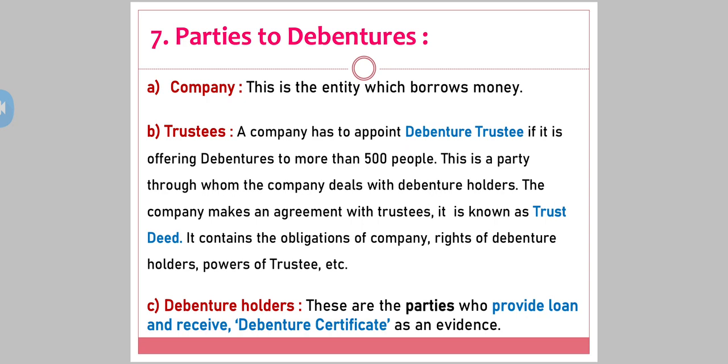And of course, the third party is the debenture holder. These are the parties who provide loan and receive a debenture certificate as an evidence, as a proof, the most important first feature. It's a promise, it's an evidence, it's a proof that the company has borrowed money from the debenture holder, and the company is liable to pay the same amount to the debenture holder along with the interest after a certain fixed period of time that is mentioned in the debenture certificate. Clear? So there are three parties to the debenture: company, trustees and debenture holders.